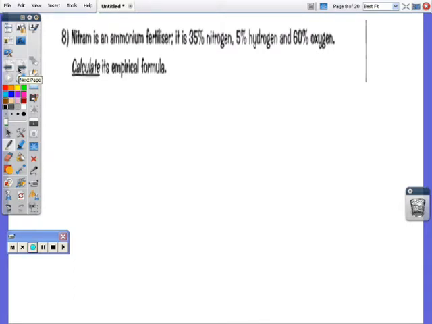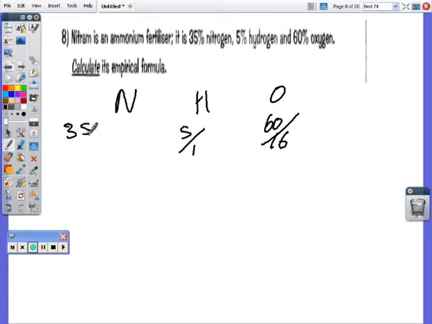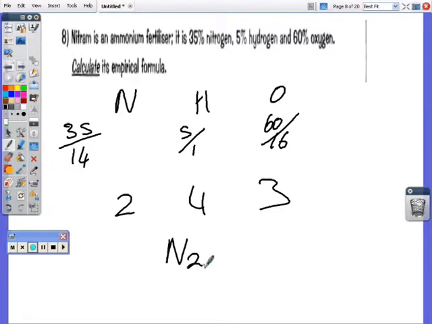This time we have a compound called nitron, which is an ammonium fertilizer, and it is made up of nitrogen, hydrogen and oxygen. So again, have a look at it, pause the video now, and I will put the answer up. So nitrogen, hydrogen, oxygen, we should have had 60 over 16, 5 over 1, and 35 over 14. That should have given you a ratio of 2 to 4 to 3, and therefore an empirical formula of N2H4O3.